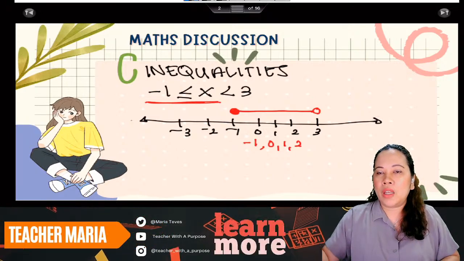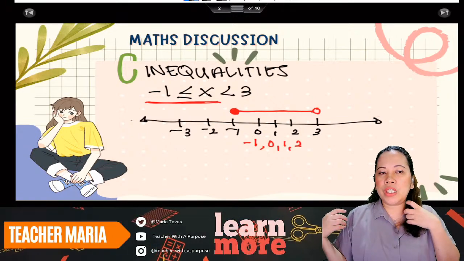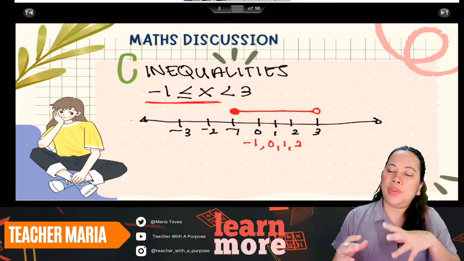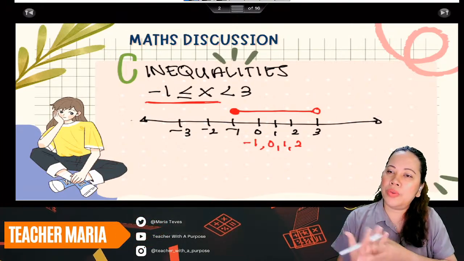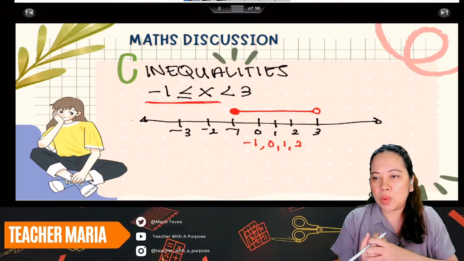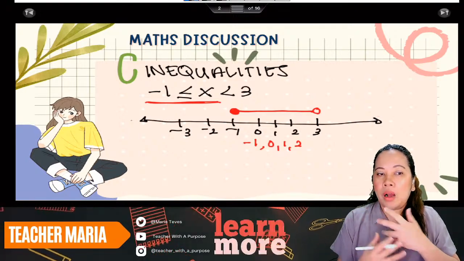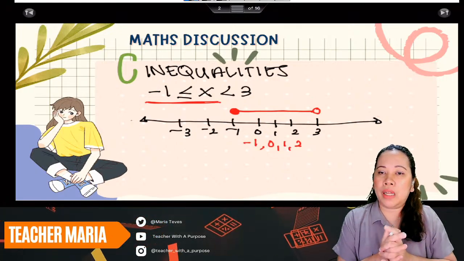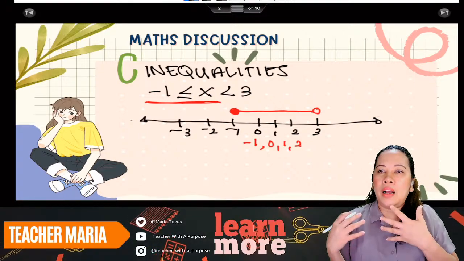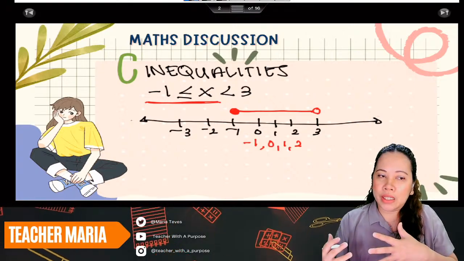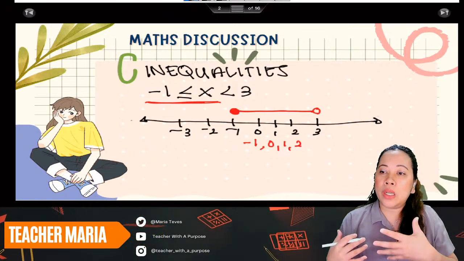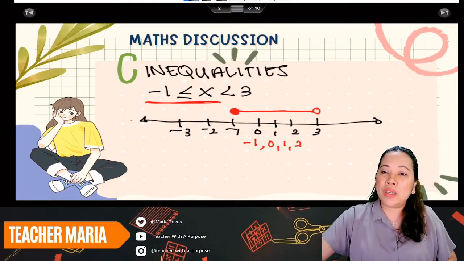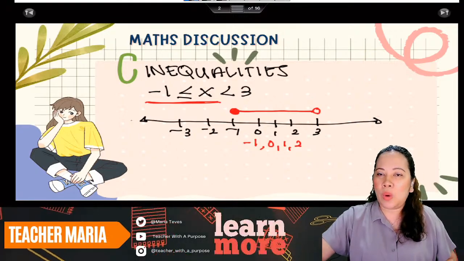Good evening. Okay. So we will continue on the inequality. So I have shown you how we use the number line to represent an inequality, and then how do we identify or determine the possible values, when is a number included as part of the solutions of an inequality.